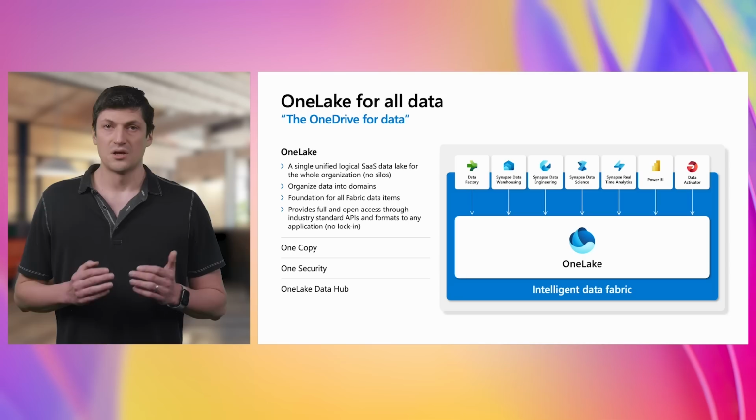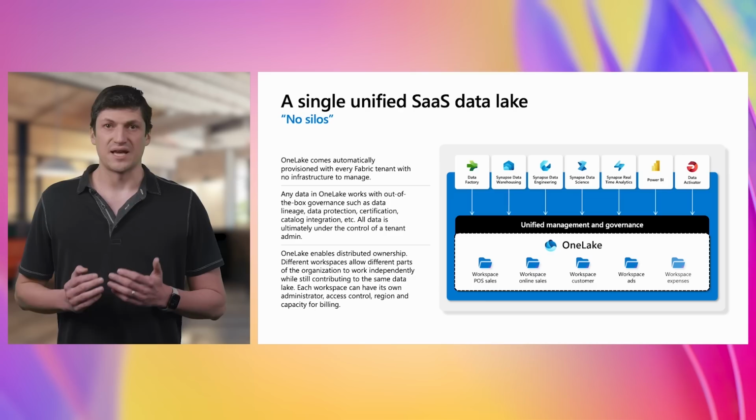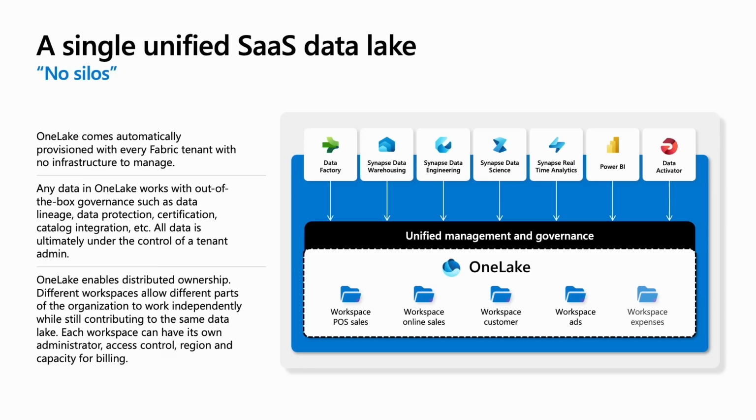Starting with OneLake itself, OneLake provides you a single data lake for your entire organization. For every Fabric tenant, you'll always have exactly one OneLake, never two, never zero. There is no infrastructure to manage or set up. The concept of a tenant is a unique benefit of a SaaS service. It allows us to automatically provide a single management and governance boundary for the entire organization, which is ultimately under the control of a tenant admin.